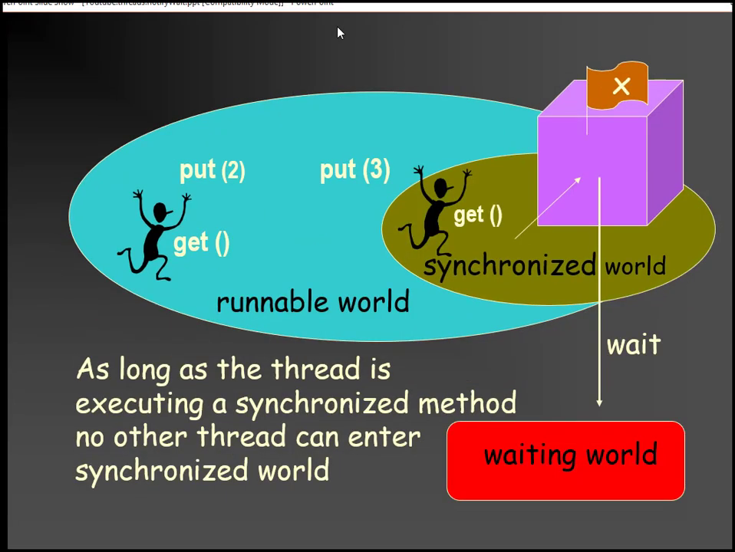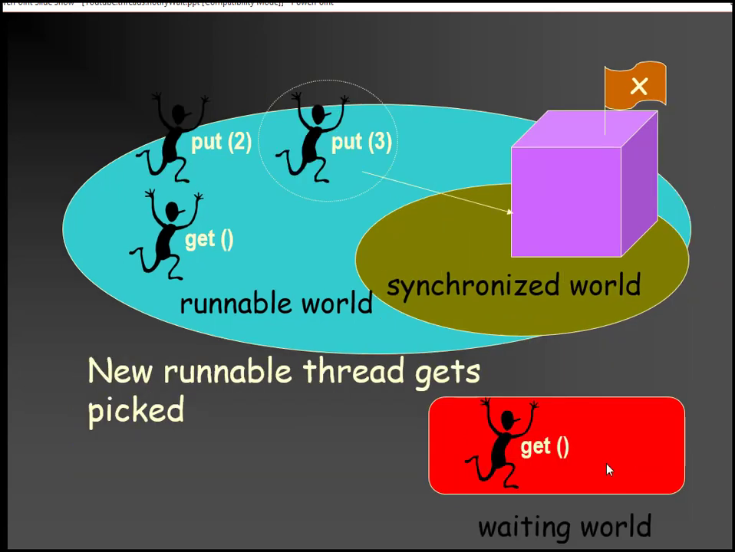Well, let's say the first thread that gets chosen by the scheduler is a thread trying to get something. Well, there's nothing to be gotten because the flag is false. So what do we do? Well, you have to wait. So this thread will call wait, and he will be put into the waiting pen. There he is down there. So now he's still waiting. There's nothing in the cubby.